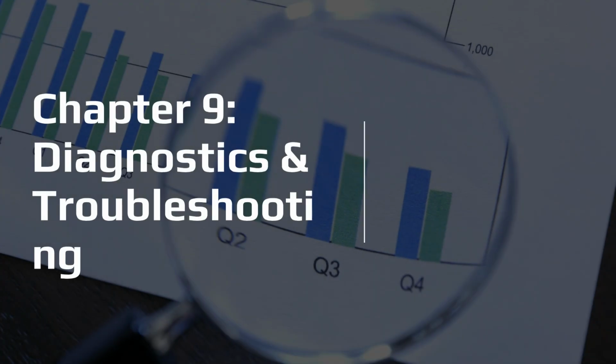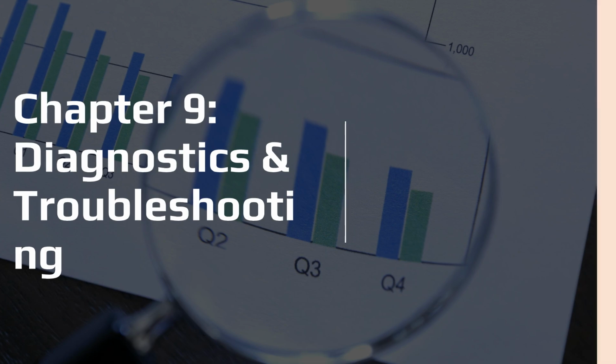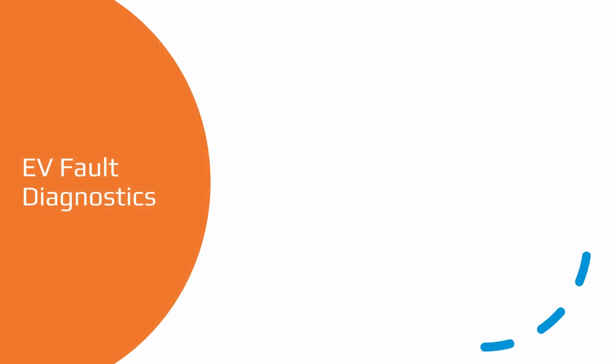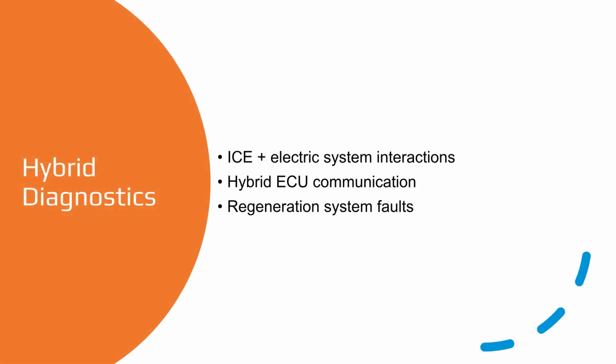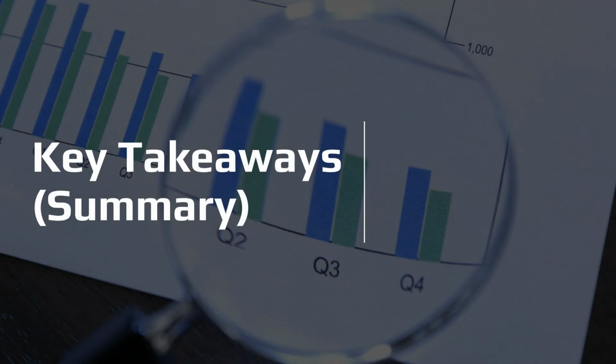In Chapter 9, we address diagnostics and troubleshooting techniques for modern electrified vehicles. For battery electric vehicles, diagnostics focus on identifying high-voltage isolation faults, interpreting battery management system warnings, and troubleshooting drive failures. Hybrid diagnostics involve analyzing the complex interaction between the internal combustion engine and the electric system, checking ECU communication, and addressing regeneration system faults.